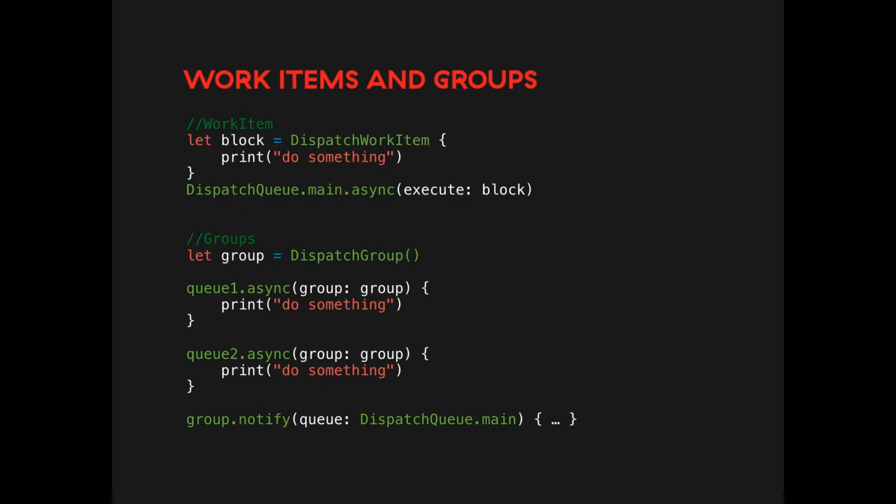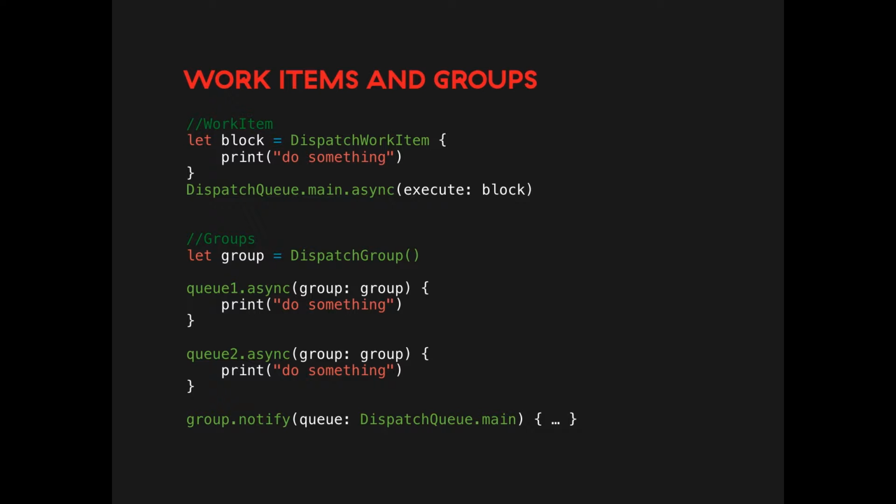They introduced new features. One of them is the work item, which is basically a closure in a variable that you pass to your queue as an attribute. So you can reuse the item multiple times.